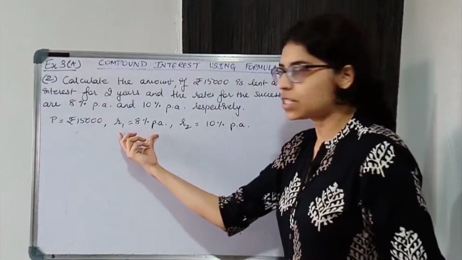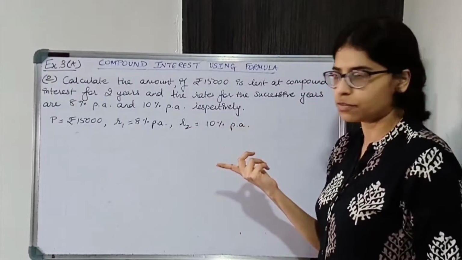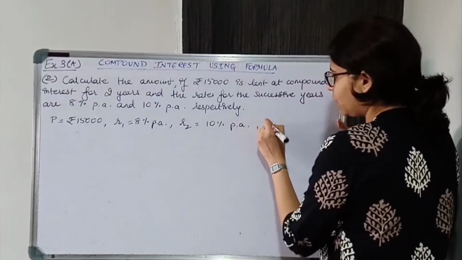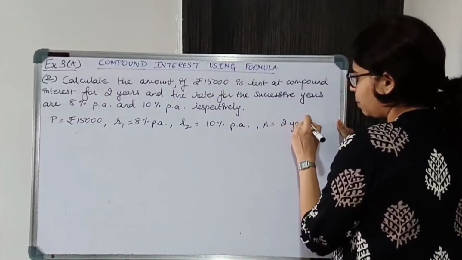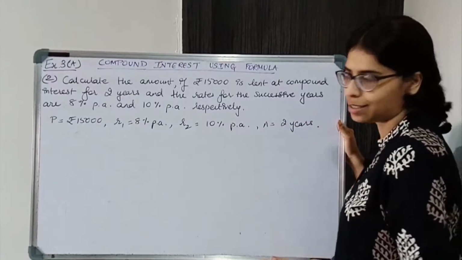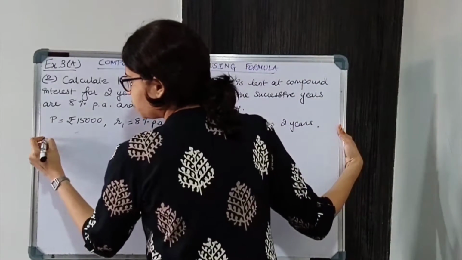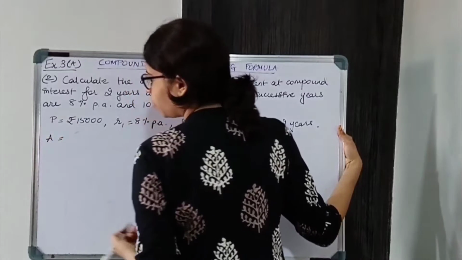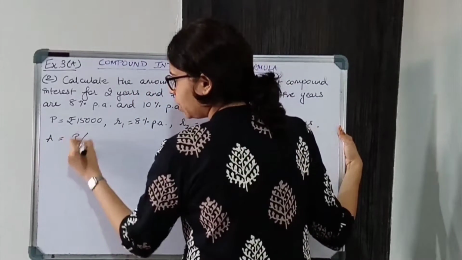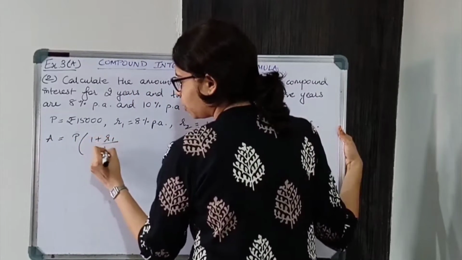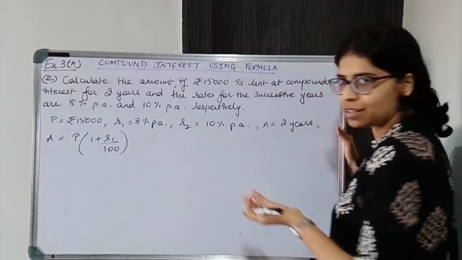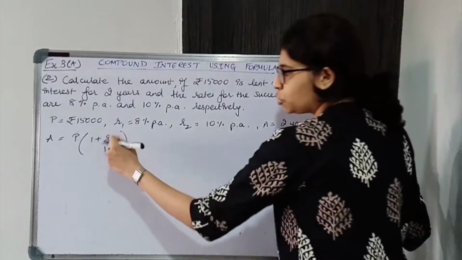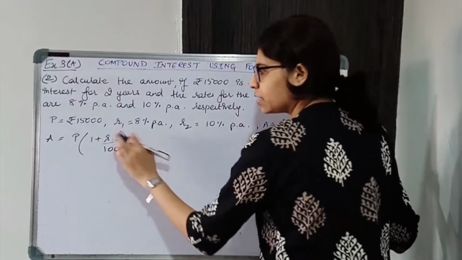2 years के लिए first year का ये हो गया, second year का ये हो गया rate of interest. Okay, so you can just write down over here 2 years, but यहाँ पे 2 का कोई application है नहीं. All right, now amount find करना है. So amount is equal to P into 1 plus R1 upon 100 raised to n नहीं होगा. Okay, ये 2 years का rate of interest तो है नहीं, ये 1 year का ही है.